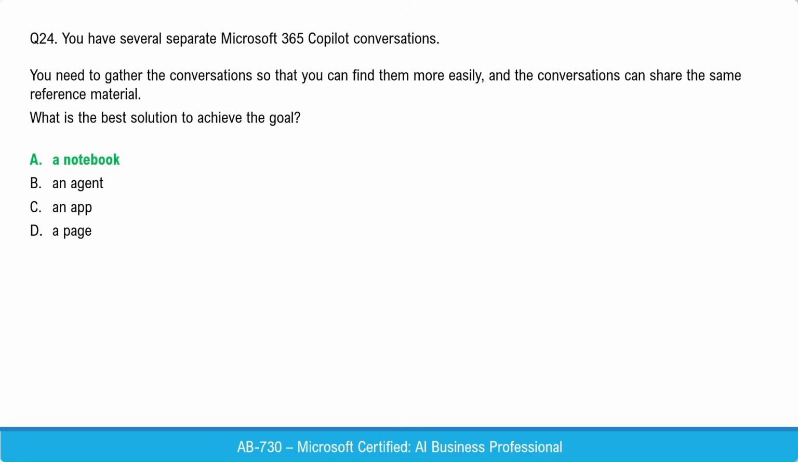Now let's eliminate the other options. An agent is used for performing tasks, not organizing conversations. An app is just a platform, not a solution for grouping conversations. A page is used for content, not for managing multiple conversations. So the best solution that meets both the requirements is a notebook.